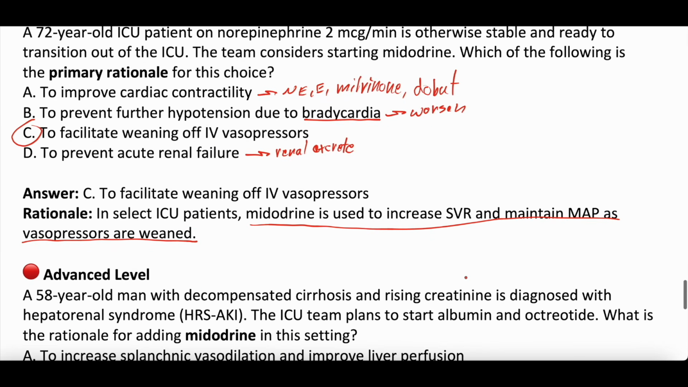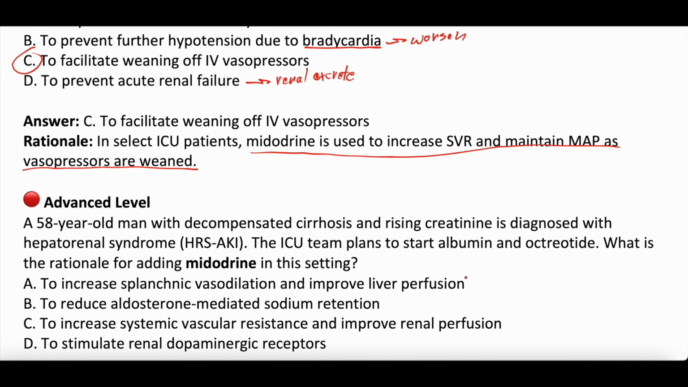All right, last question, the advanced level. A 58-year-old man with decompensated cirrhosis and rising creatinine is, oh, we forgot we made this hepatorenal syndrome. Apologies. Well, bear with us. If you all want an episode on hepatorenal syndrome, let us know.